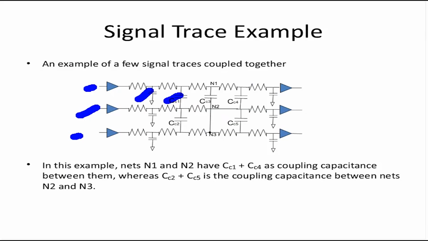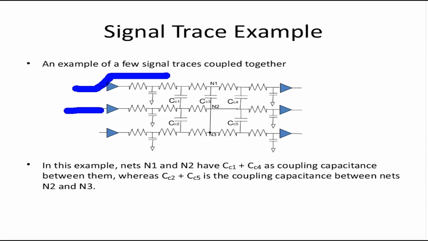The capacitance with respect to ground is responsible for the increasing net delay. It adds to the load at the output pin of the transistor. But the coupling capacitance causes an effect which is called crosstalk, in which a signal change here will affect the signal value here.